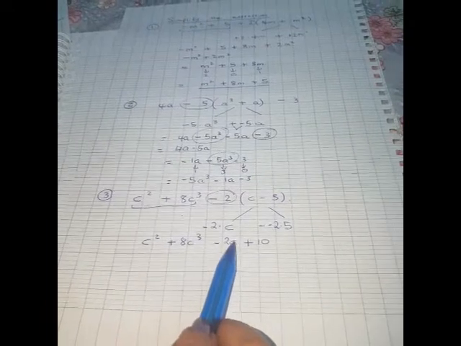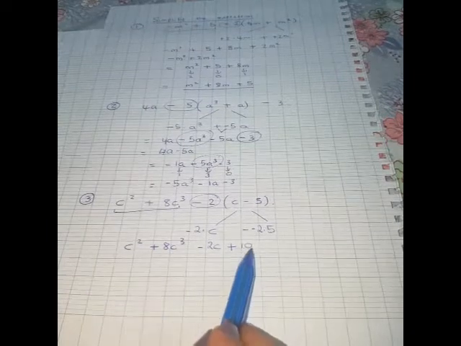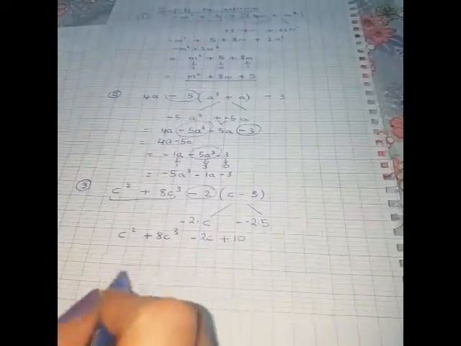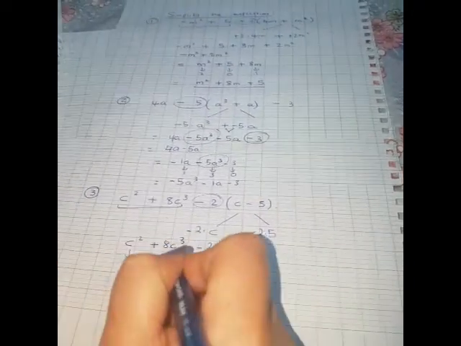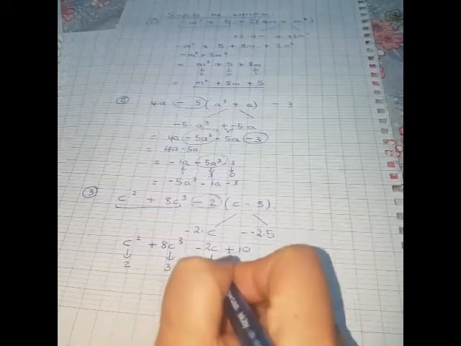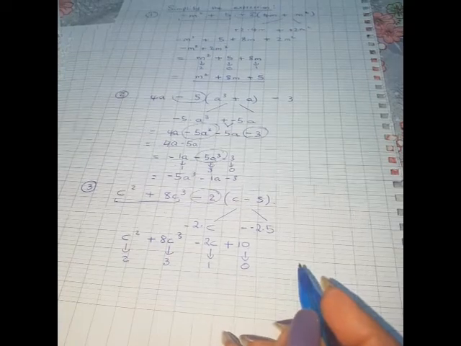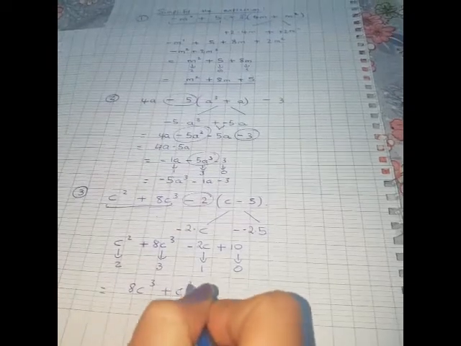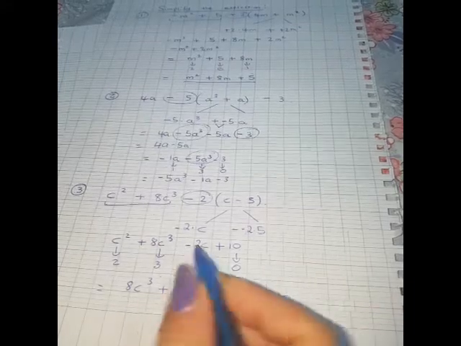Do I have like terms? No, because this is a c, this is a c to the second, this is a c to the third, and this is without a c. So none of them are like terms. I need to put it in order. I need to rearrange them. This is degree 2, this is degree 3, this is degree 1, and this is 0. I need to write them from largest degree to least. So I start off with the 8c to the third plus c to the second minus 2c plus 10, from greatest to least degree.